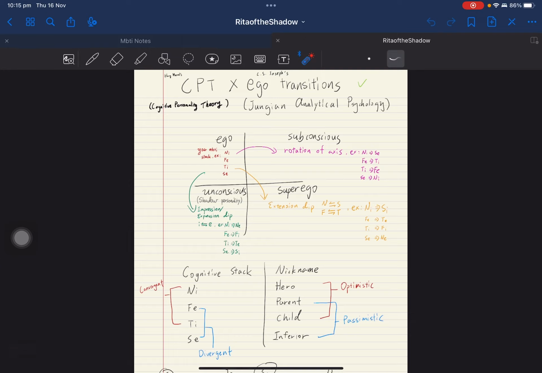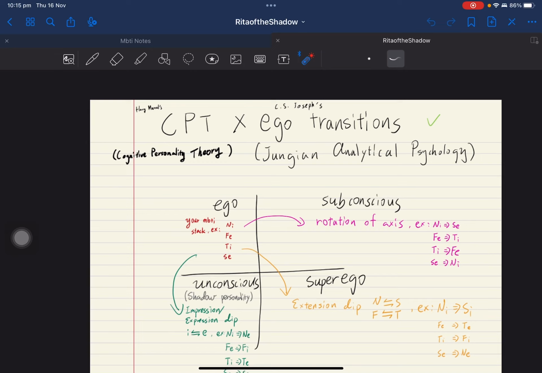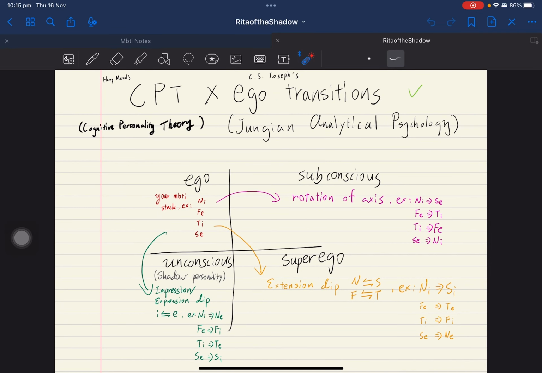And I didn't make all this up. I have sources. So I actually, before I researched into C.S. Joseph's stuff, I also looked into this cognitive personality theory by Harry Murrel. He called it the CPT theory. He's, I think, a PhD student in psychology, and he kind of researched this kind of thing also.